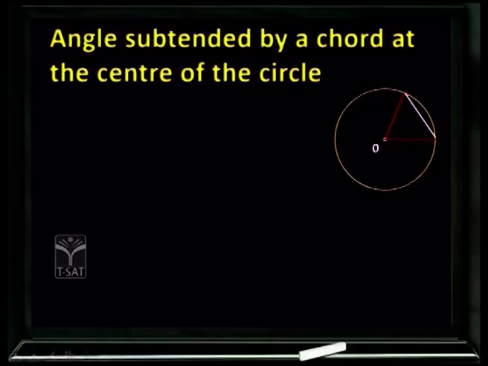Now, let us see each and every case. The first case is the angle subtended by a chord at the center of the circle. So, this is the circle, and two radii OA and OB, and AB is a chord here. AOB is an angle made at the center. OA and OB are radii.